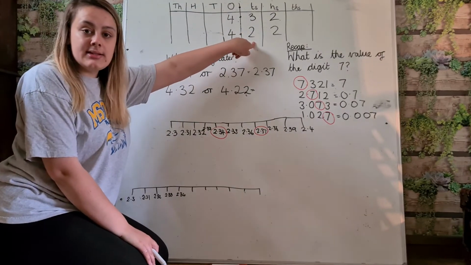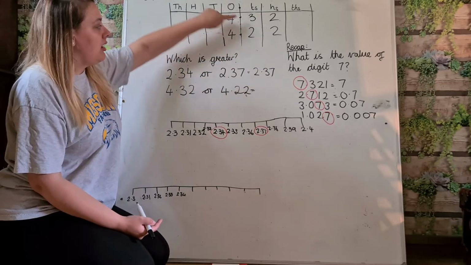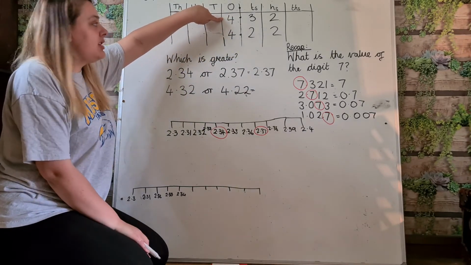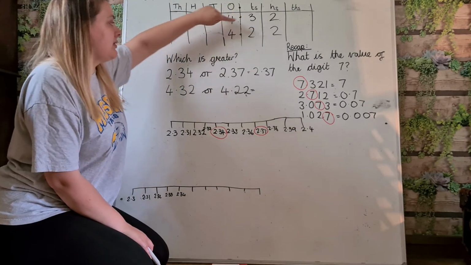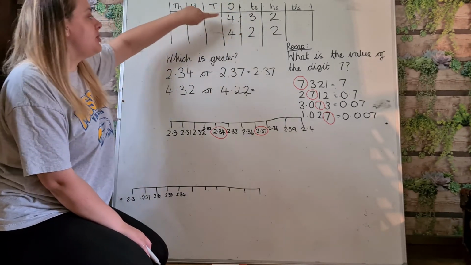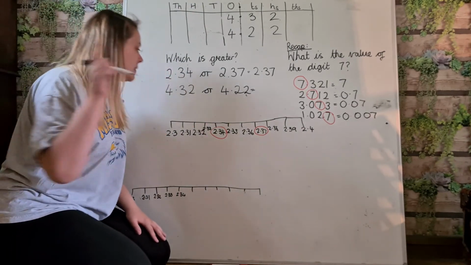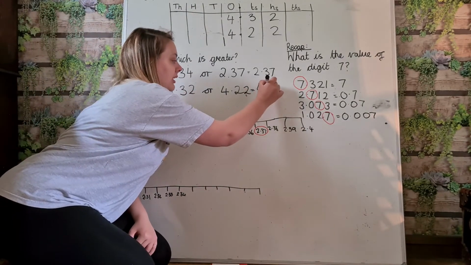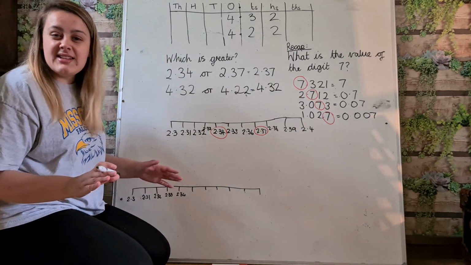We've got our tenths. Fantastic. You've spotted that the top one, 4.32, has more tenths. It has 3/10, whereas this one has 2/10, which means that this one is greater. Fantastic, well spotted. So we've got 4.32, okay? Hopefully that makes sense, Year 5.